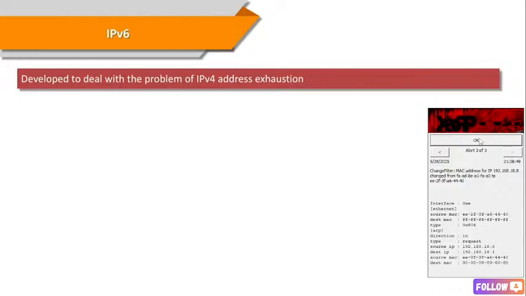IPv6 was developed by the Internet Engineering Task Force, IETF, I'm sure you looked it up, to deal with the long-anticipated problem of IPv4 address exhaustion. So IPv6 is intended to replace IPv4. IPv6 became a draft standard in December 1998 and became an Internet standard on the 14th of July, 2017.